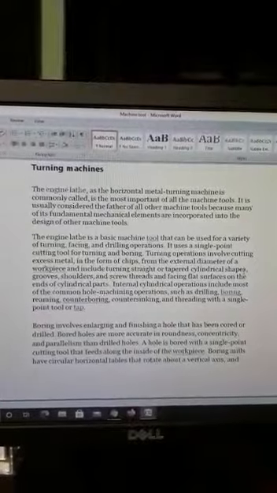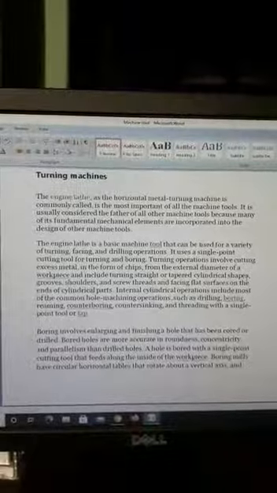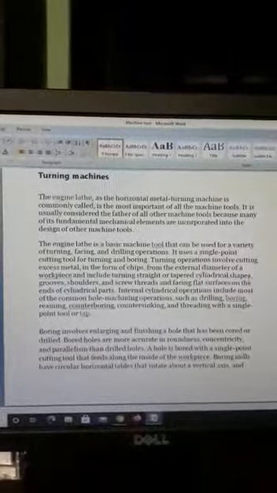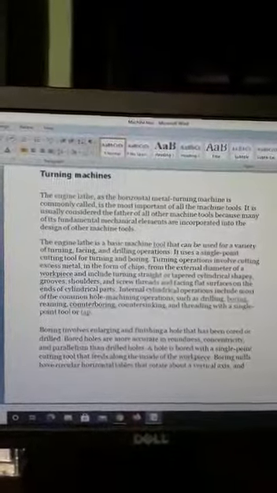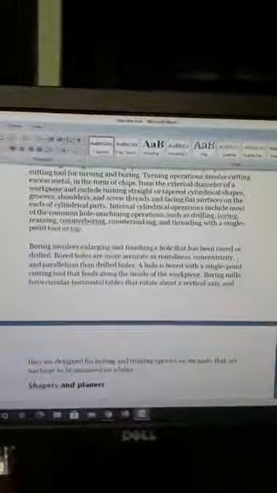Boring mills have circular horizontal tables that rotate about a vertical axis, and they are designed for boring and turning operations on parts that are too large to be mounted on a lathe. Next, our topic is shaper and planer.